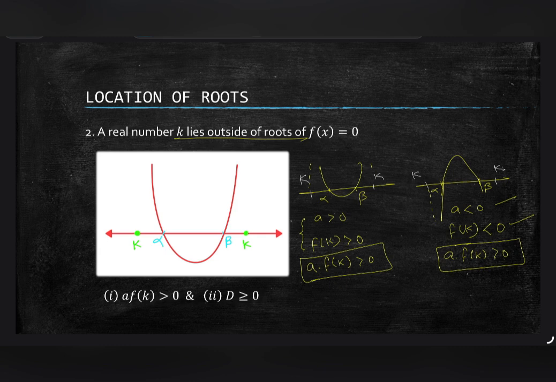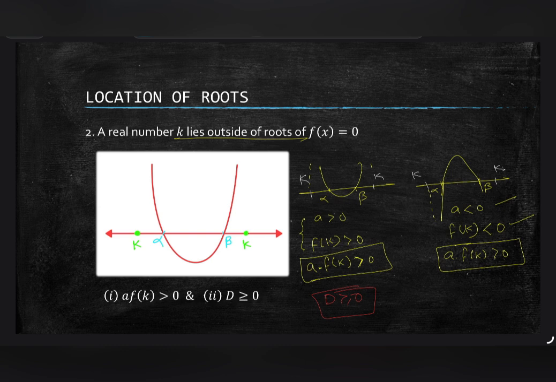So what can we say? That whenever my k lies outside the roots, then a into f of k is greater than 0. Now one more condition that we have to include, that is D also has to be greater than or equal to 0. Fine, k will lie outside the roots, but before that the roots should exist.